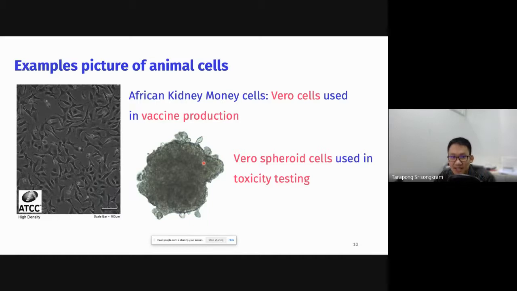And here are example pictures of animal cells. On the left side of the slide, it shows African green monkey kidney cells, or Vero cells, which we can use for vaccine production. And in the middle of the slide, it shows the spheroids. The spheroid is a form of cell culture that can be used in toxicity testing. We will discuss more about this in a later slide.